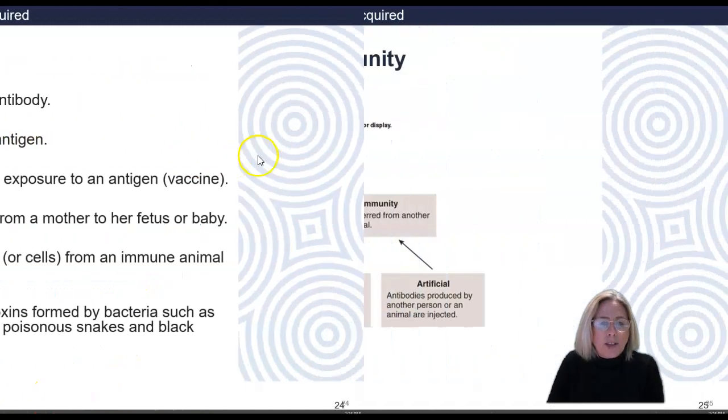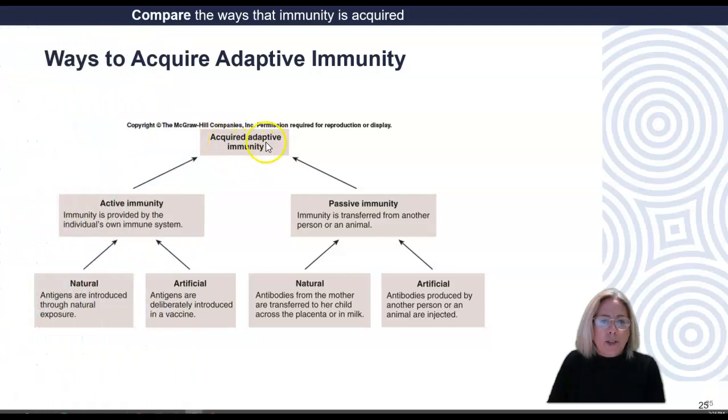So just to summarize this a little bit more, we have acquired adaptive immunity, which can be active immunity and it can be passive immunity. If we look down here, we have natural passive immunity and artificial passive immunity. I've just described them, so I won't talk about them again. And they are going to lead to short-term acquired adaptive immunity.